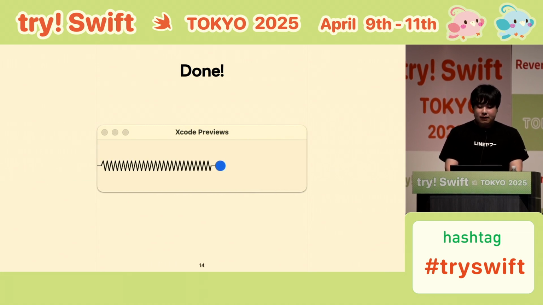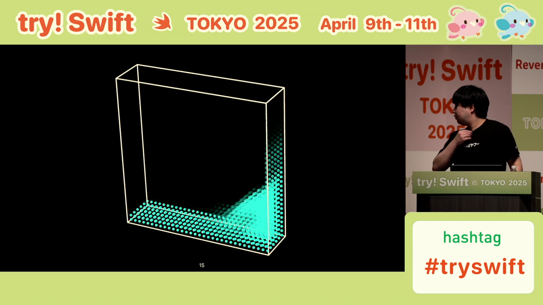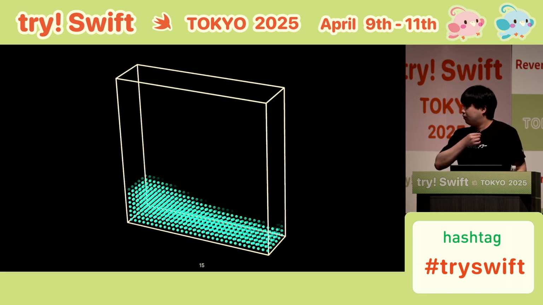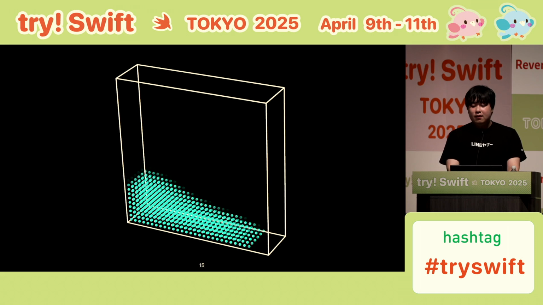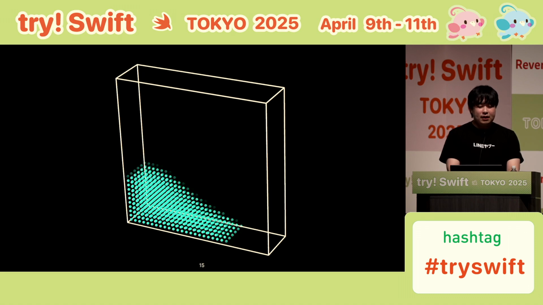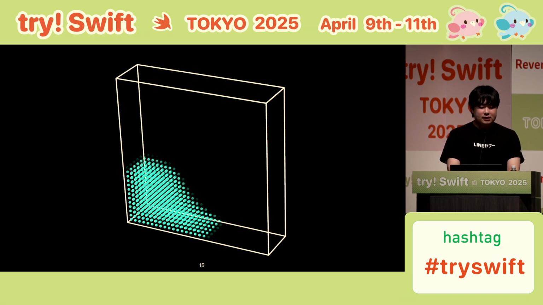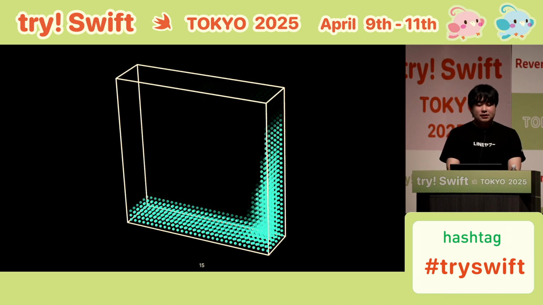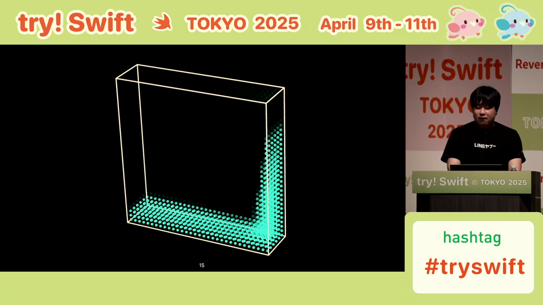Let's take it a step further. This simulation I showed earlier follows the same basic process as the spring. However, it involves more complex calculations and many more elements. This video simulates over 6,000 elements, which is still a relatively small-scale simulation. Real-world simulations often handle millions or even billions of elements.